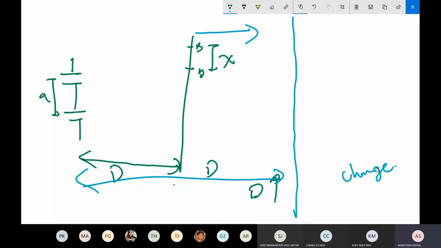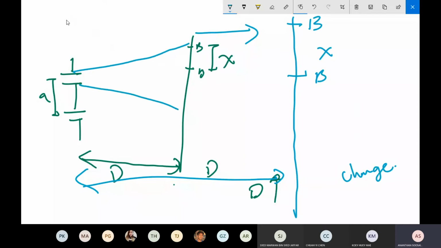What change will happen? X increase. Yes, good. The X will increase. The bright spot will get further. Why get further? You see, this is the light source.